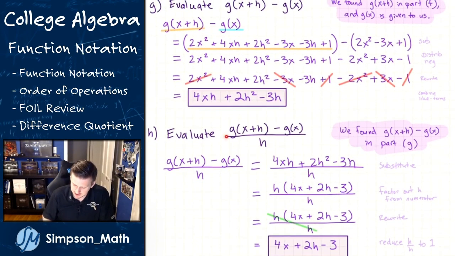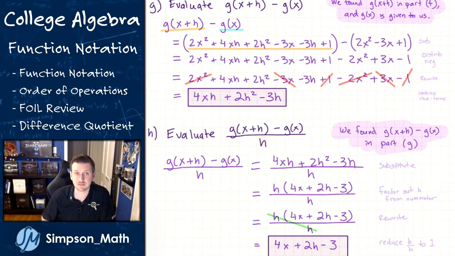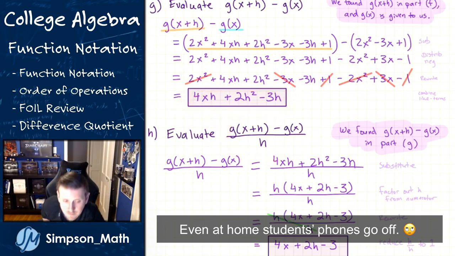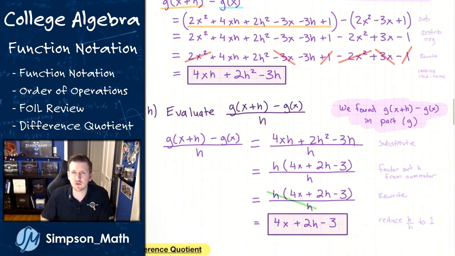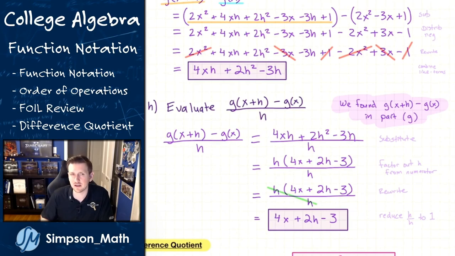So we're going to have g of x plus h minus g of x, divided by h. Notice this numerator is what we just did, and then I'm dividing by h. So I'm just going to take this, stick it in my numerator, and then divide by h. If you notice, everything in this numerator has an h in it.